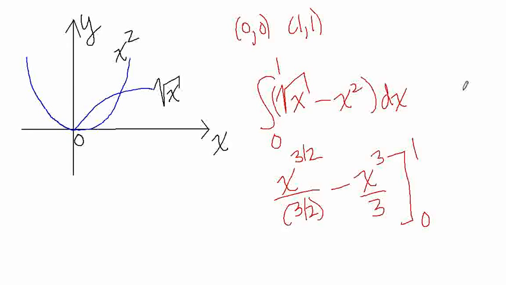When we evaluate it at 0, we'll get 0, so we really just have to evaluate it at 1. So the first expression gives 2/3. The second expression, the expression we're subtracting from the first expression, is 1/3. So that difference is 1/3. All right.